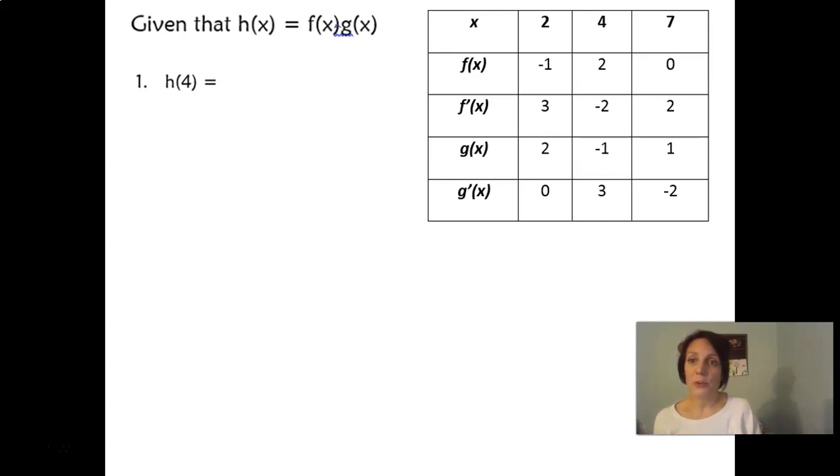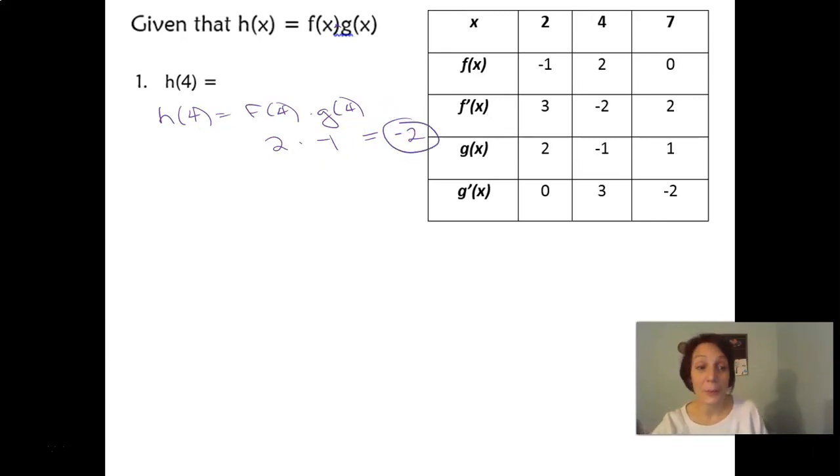Okay, so first question they ask us, what's h of 4? Well, this is a pretty straightforward question. In fact, this isn't even a calculus question. If I want h of 4, that's equal to f of 4 times g of 4, right? Because h is defined by f of x times g of x. So if I can just go get these numbers, I'll be good to go. So f of 4 is 2, g of 4 is -1, and I come out with h of 4 being -2. Hope I didn't make any arithmetic errors.